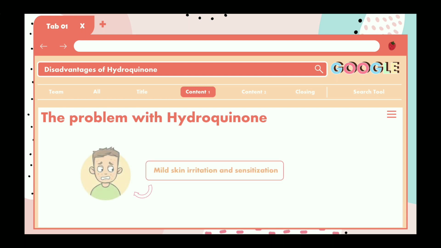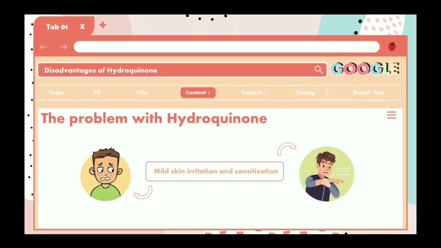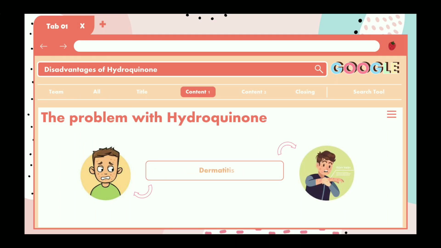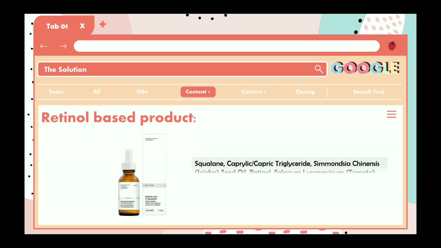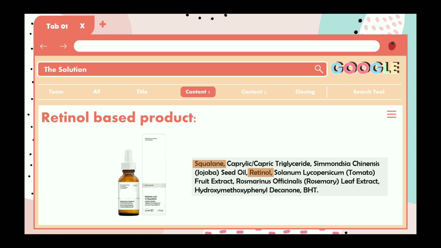Unfortunately, there are some disadvantages of using a hydroquinone-based product. The problems are mild skin irritation and sensitization, which is burning and stinging, dermatitis, dryness, redness, and even inflammatory reaction. Instead of using a hydroquinone-based product, you should use a retinol-based product. It has 0.5% of retinol extracted from scoline, as you can see we have highlighted here. It is safer and delivers the same functions as hydroquinone, but better. Now, let's hear about sodium hypochlorite from Alia.